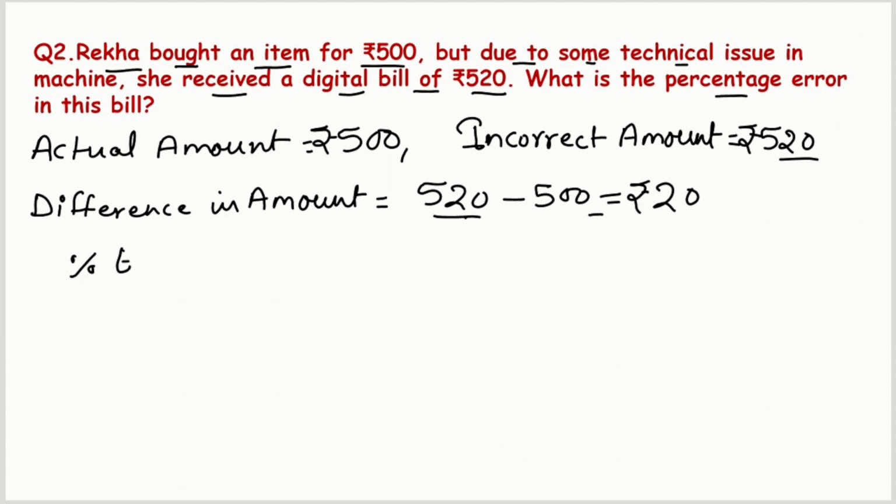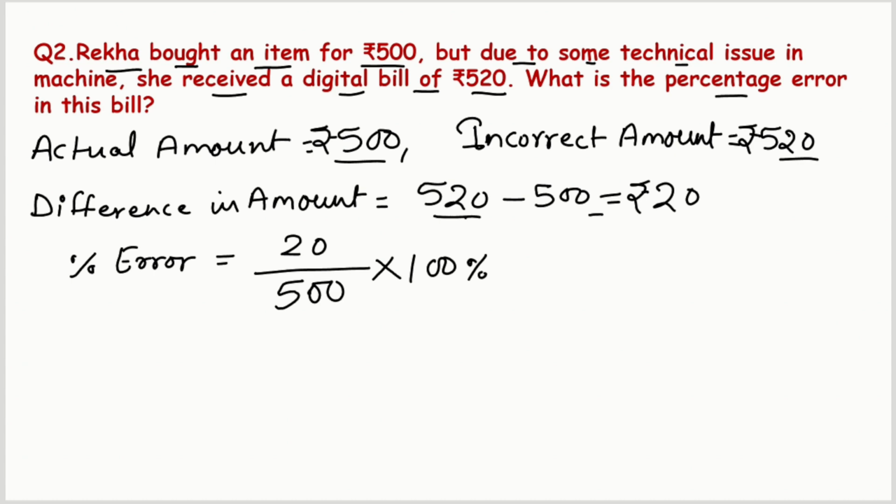Now percent error equals the difference in rupees, which is 20, over the actual amount, which is 500, times 100%. So this 0 will be cancelled with this 0. This 10 will be cancelled with this 10. 5 times 1, 5 times 2. So again the error is 4%.